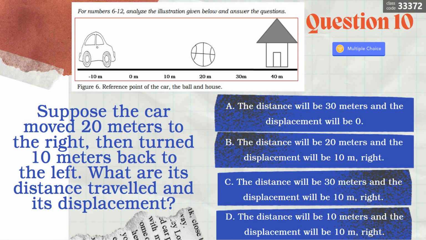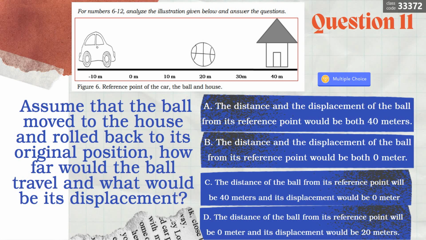Okay, that's correct. It's letter C. The distance will be 30 meters and the displacement will be 10 meters due right. Very good. Let's proceed with question 11. Assume that the ball moved to the house and rolled back to its original position. How far would the ball travel and what would be its displacement?